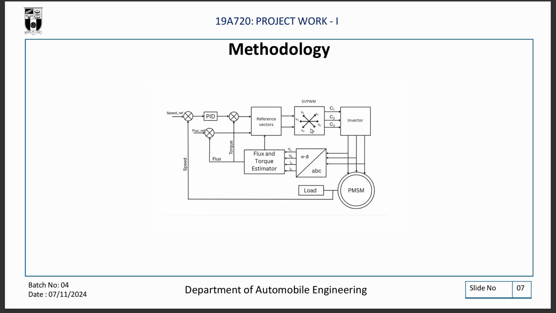The 6 voltage vectors will be split across a 60-degree phase angle, and with that a pulse width will be generated. The pulse width generated will be transmitted to the inverter, and the three-phase supply will be modified based on the pulse width by the inverter, and it will be controlling the PMSM motor.